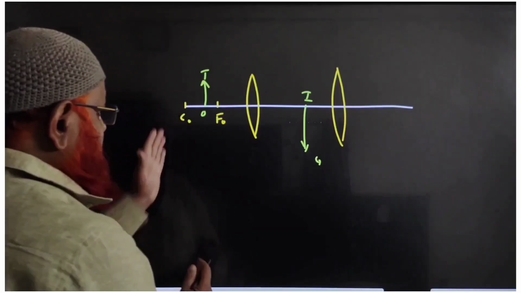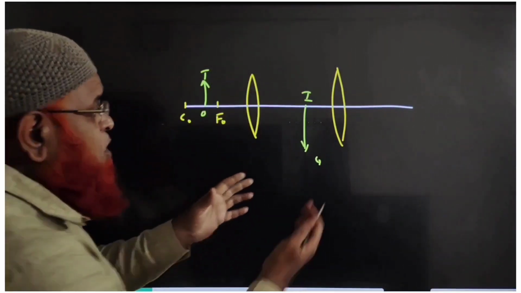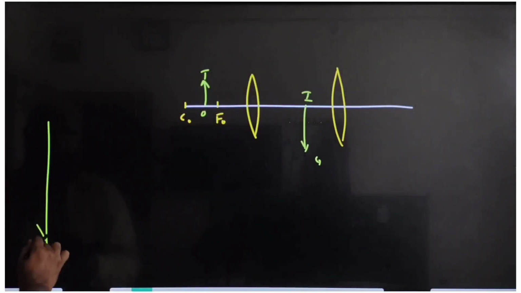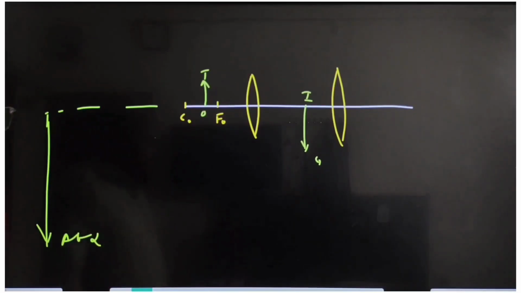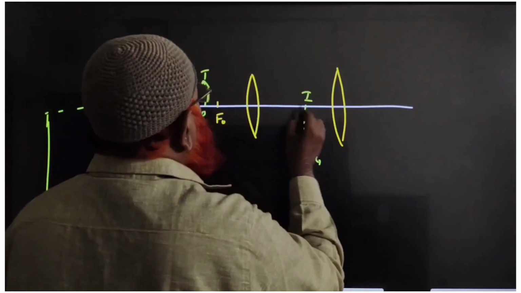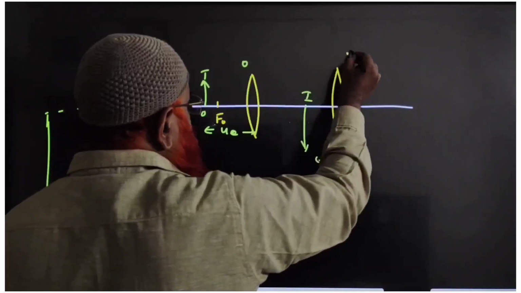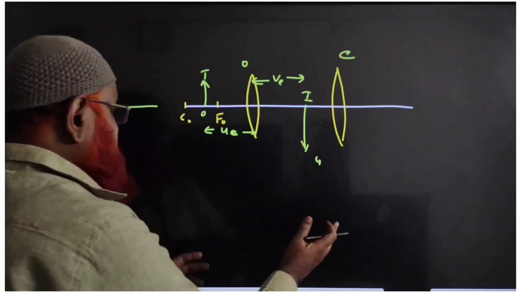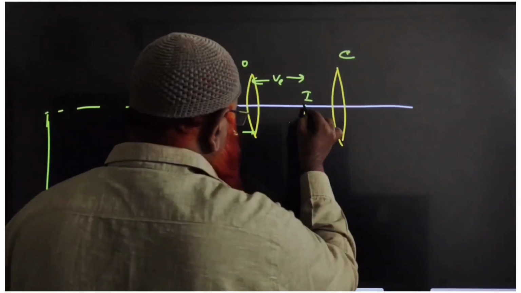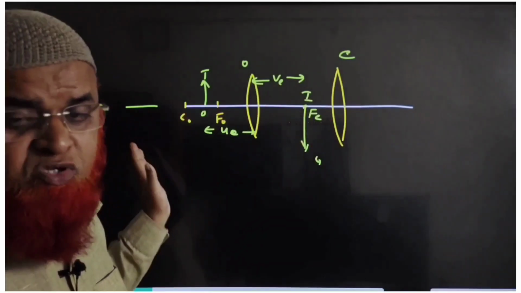But previously at near point, the final image was forming at the least distance of distinct vision. Now the final image should be at infinity, somewhere here, very far distance. So to get the image at very far distance, what do you have to do here? The object is here, the image is here, so this distance is taken as U0, because this is the objective, this is the eye lens. This is UE and this distance is VE, but to get the final image at infinity, this point should be the focal point of the eye lens. Why? If an object is exactly at the focal point, the final image goes to infinity.